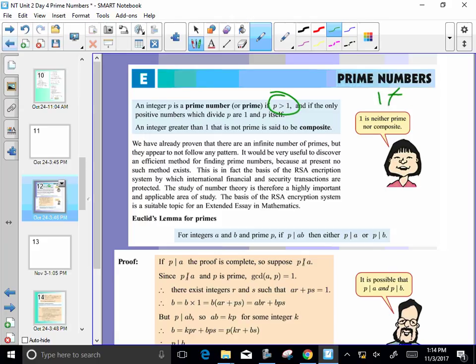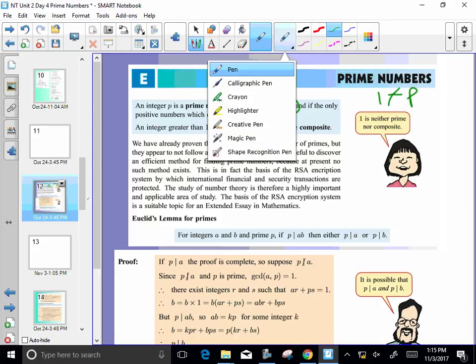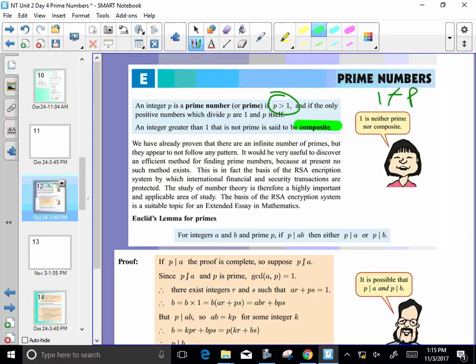Is 0 composite? It is not a positive integer, so we're not looking at it. All right, so an integer greater than 1 that is not prime is said to be composite. So here's what I want you to remember. You're going to see this word a lot, composite. That's a number made up of primes. So it's either a prime or a composite. When p is greater than 1, we don't include 1 because it's not a prime.